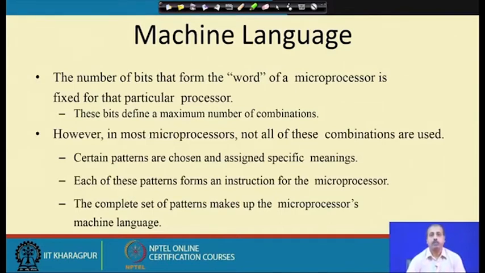Suppose I have got 256 patterns. Now, as a designer of the processor, I see that my processor will be executing 100 different instructions. So, I will be satisfied with 100 different codes. The rest of the codes are do not care for me, because the processor will simply ignore those codes. Each of these 100 words is actually one instruction for the microprocessor. So, this complete set of patterns will make the machine language of the microprocessor. This is called the machine language, the language which is understood by the machine.